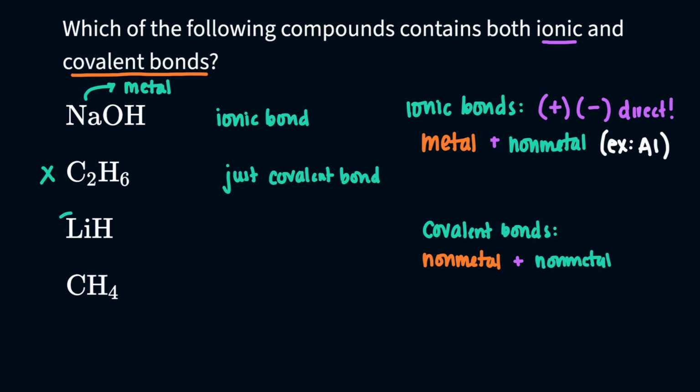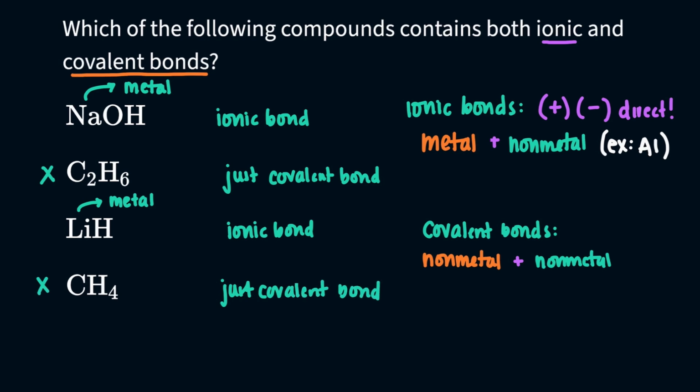Lithium hydride. Lithium is in group 1. It's an alkali metal, so AKA it's a metal. Hydrogen is the nonmetal, so we know that this one has at least an ionic bond. So that one's still in the running. And the same thing as the ethane, these compounds both had carbons and they both had hydrogens. Both are nonmetals. So we don't have the metal here, so it would just be a covalent bond. And now we're down to 50-50, just like that. Now we just got to find out of these two, which one also has the covalent bonds.